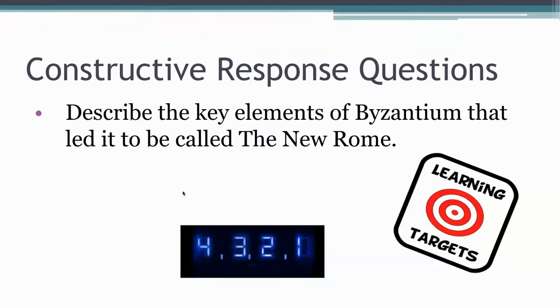So we come back to our constructive response question: describe key elements of Byzantium that led it to be called the New Rome. We said they had Roman emperors like Justinian. They used Roman laws. They had Roman architecture and engineering. We saw the aqueduct system like they used in Rome. They used Latin, Greek more or less, but they also had some Latin in this area. So there are a lot of connections here to being Rome. Plus, it was controlled by the Roman Empire at one point.